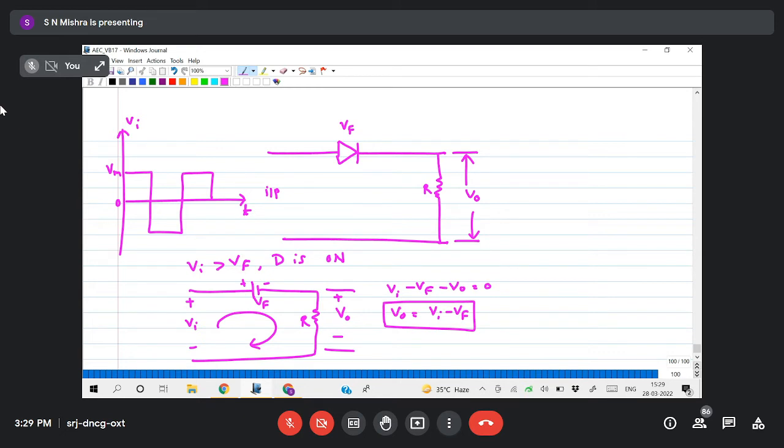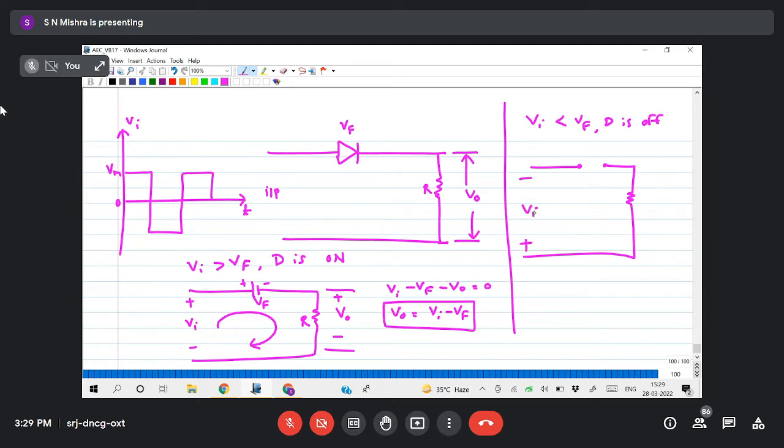What is the condition for off? If Vi is less than Vf, what will happen? D is off. It will be off, meaning open circuit. Yes, sir. So with plus minus Vi, plus minus V naught and R, the current will be 0. So V naught will be 0.